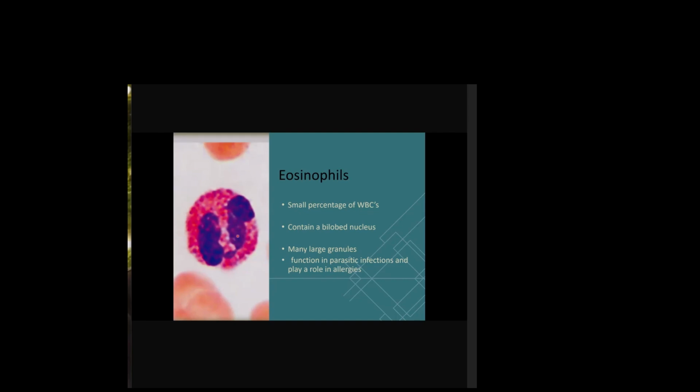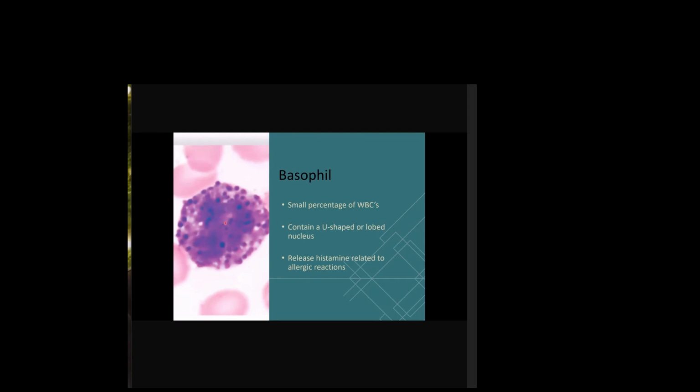Eosinophils have a smaller percentage, but they also contain a bilobed nucleus. They have large granules again. When you have a parasite infecting you, they can go and destroy it. And when you have an allergic reaction, they also play a role in responding. If you have allergies, say to peanuts or stuff like that, they play a key role in them. Basophils, not too many of them, have a U-shaped loop nucleus.